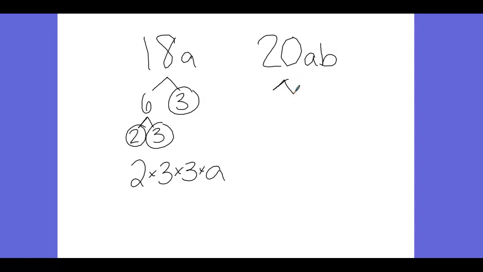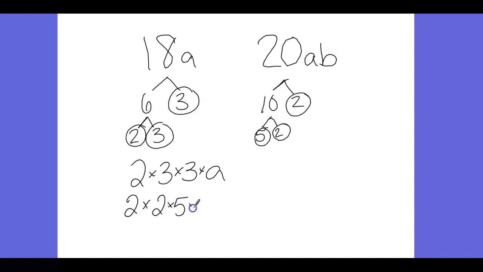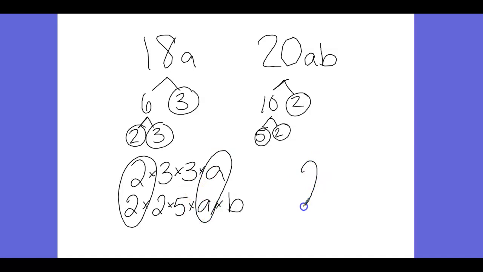What can I break 20 into? 10 and 2. And then Addie, what can I break 10 into? Good. So those are prime. So my prime factorization would be 2 times 2 times 5 times a. Good. Now if I circled what I have in common, what do I have in common? 2 and the a. So my greatest common factor is?